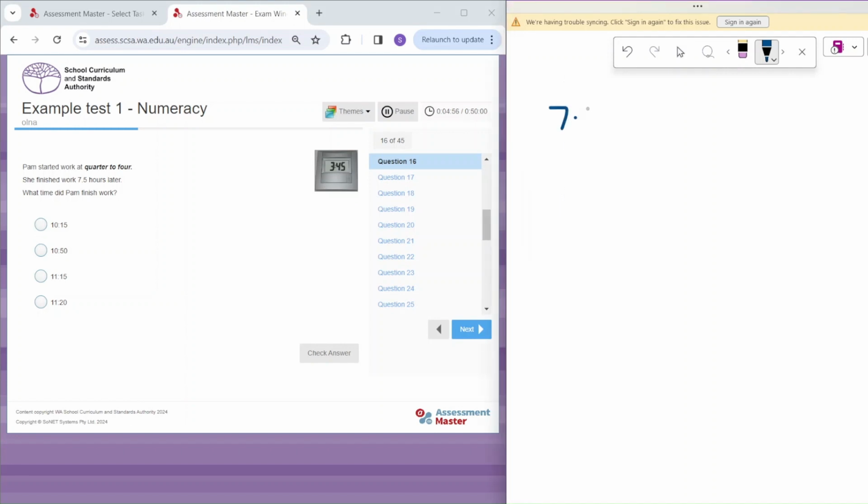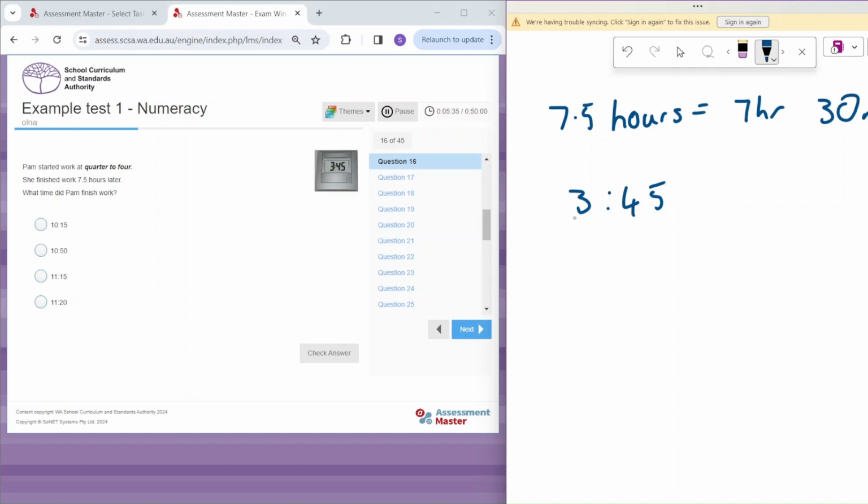So 7.5 hours, we know, is actually the same as 7 hours and 30 minutes. It's important that you don't make the mistake of saying 7.5 hours is 7 hours and 50 minutes, thinking 0.5 is half, so half an hour is 30 minutes. So we've been asked what time did Pam finish work? Well, 3:45 is 3 hours and 45 minutes. So we need to add 7.5.